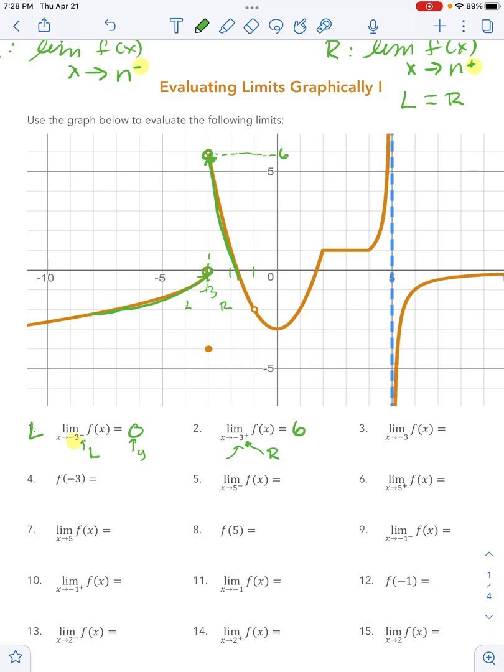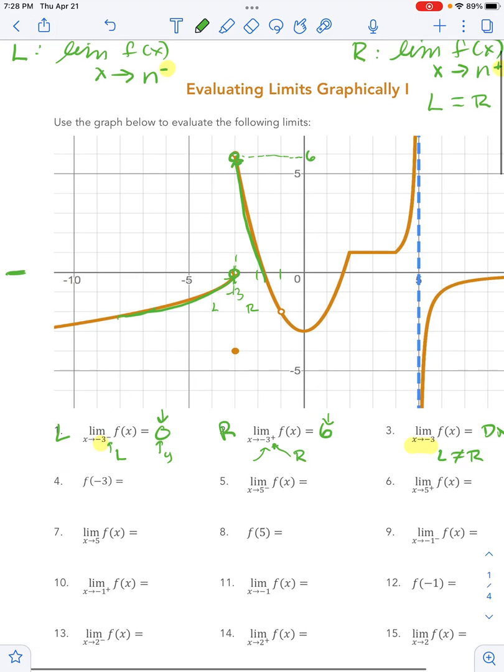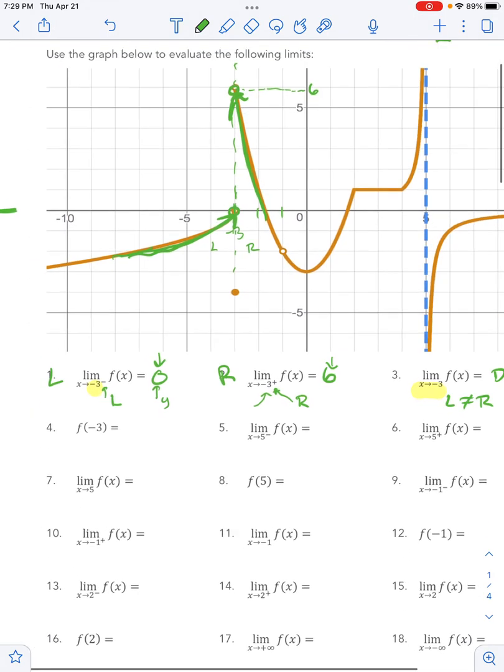You're checking the left, now you're checking the right, and then this one is asking for the overall limit, which is what we did yesterday. But because our left limit was a 0 and our right limit is a 6, the left doesn't equal the right, and so in this case I would write that the limit does not exist. There is not a limit here where x is -3, because coming at it from the left and coming at it from the right, you go in two totally different directions. All right, let's try the next row.